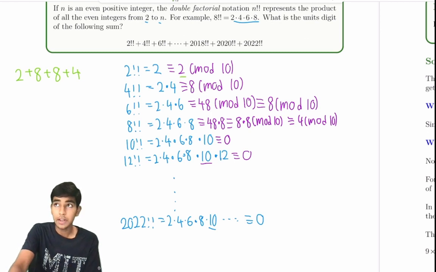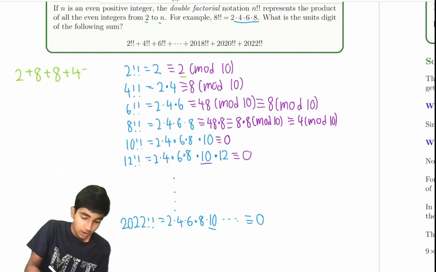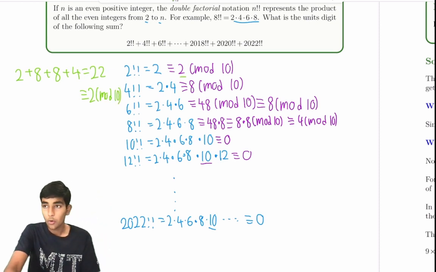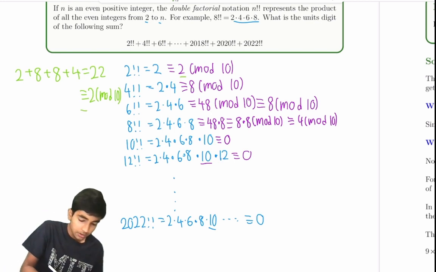And that's all that there is. 2 plus 8 plus 8 plus 4. That's going to be 22, which is equivalent to 2 mod 10. So what is going to be our answer for this problem? Yes, the answer is just going to be equal to 2, because that's the remainder.